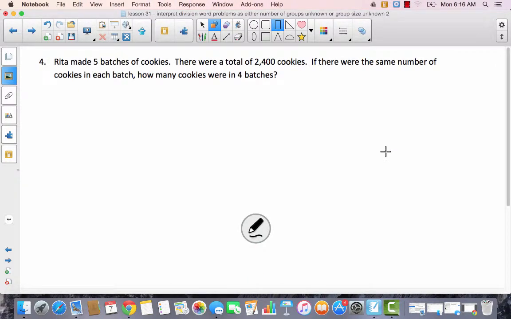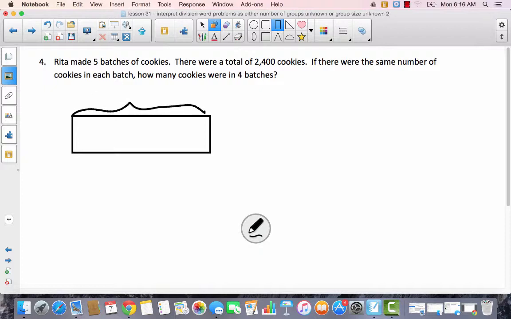Rita made 5 batches of cookies. There were a total of 2,400 cookies. If there were the same number of cookies in each batch, how many cookies were in 4 batches? So let's take a minute here to draw our tape diagram. All right, we know the total. The total is 2,400 cookies. So that's our total. And now we've got to figure out, are we trying to figure out the number of groups or the group size?